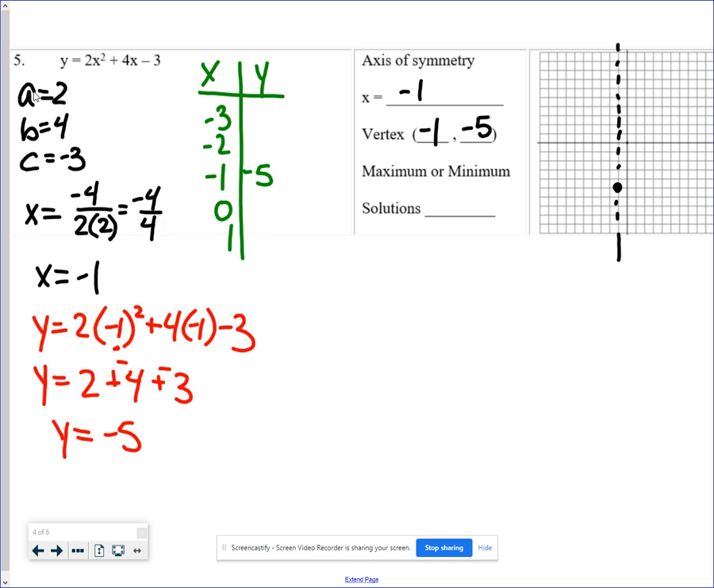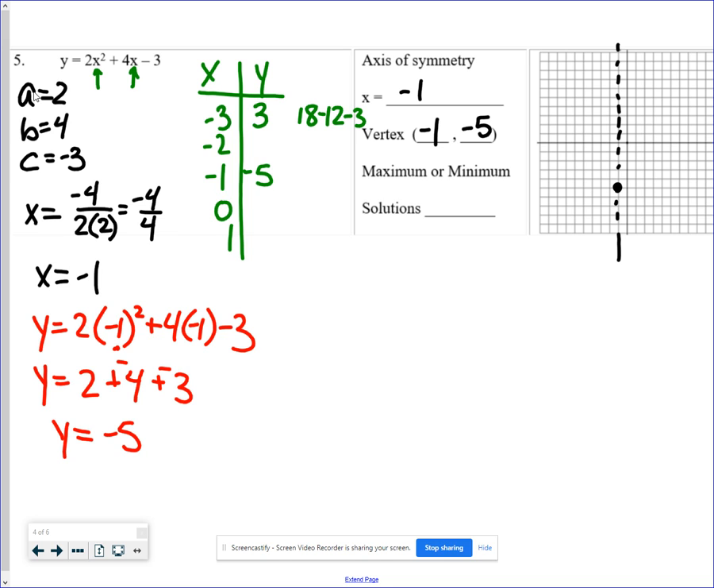So when x is negative 3, negative 3 squared, putting it in right here first, would be positive 9 times 2 is 18. 4 times negative 3 again would be negative 12. And I do that part in my head right away. 18 minus 12 is 6. And then I still have that minus 3 from my equation. So 6 minus 3 is going to be 3.